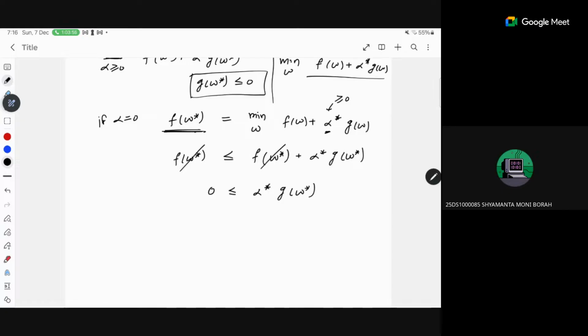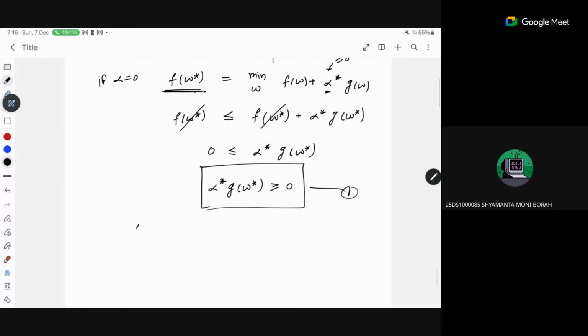We just subtract, take all the things to one side, and after doing that I will be able to say that alpha star g of w star should be greater than or equal to 0. Let's say this is equation number 1.